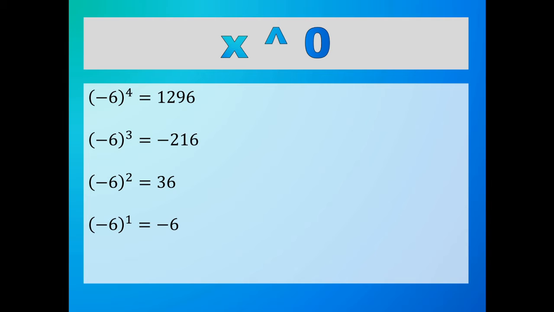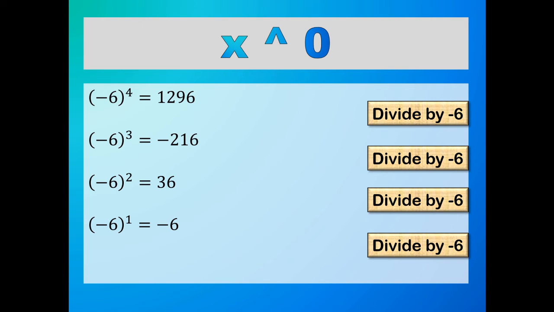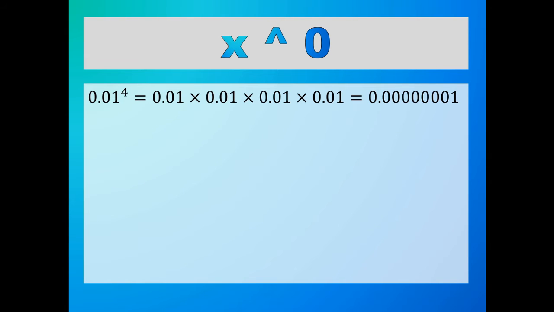Now, how do I get from 1,296 to negative 216? Well, I divide by negative 6. How do I get from negative 216 to 36? Well, I divide by negative 6. How do I get from 36 to negative 6? Well, I divide by negative 6. So, using the same pattern, I would think continue divide by negative 6. And so I would think that negative 6 to the 0th power would be 1, because negative 6 divided by negative 6 is 1.